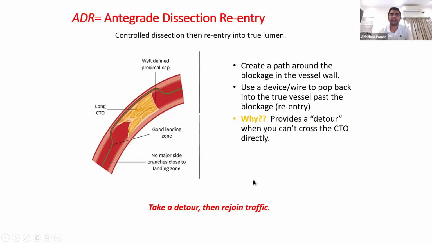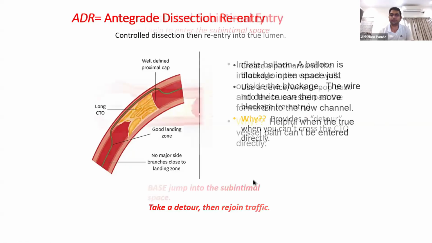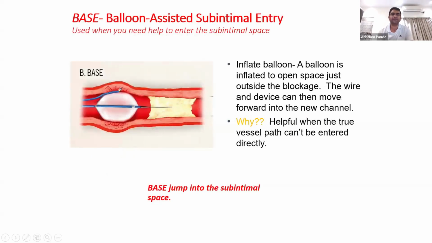Now, the next technique is basically BASE. BASE means balloon assisted subintimal entry. So it is used when you need help to enter the subintimal space. As I mentioned, sometimes you cannot go through the CTO segment. It is so calcified that the proximal cap you cannot pierce. So there we try to go through the subintimal space, then come back to the true lumen.